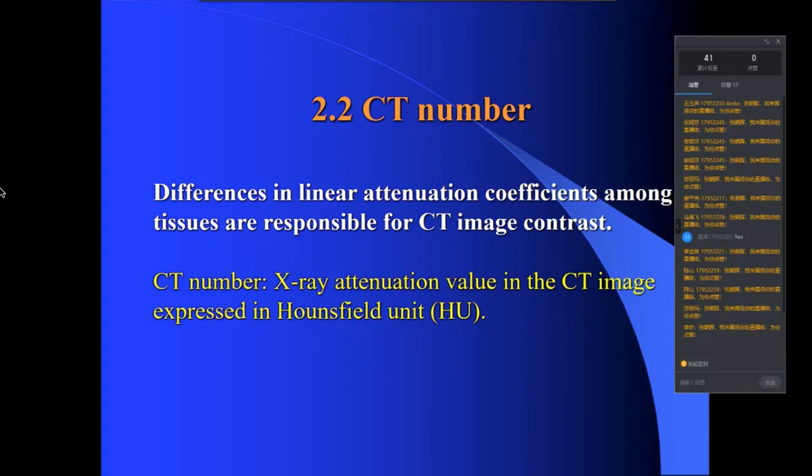Now let's talk about CT number. In CT, differences in linear attenuation coefficients among tissues are responsible for CT image contrast. This attenuation coefficient is a measure of how easily a material can be penetrated by an incident energy beam. It quantifies how much the beam is weakened by the material it is passing through. CT number is the X-ray attenuation value in the CT image. It's expressed in Hounsfield units. The CT number is a normalized value of the calculated X-ray attenuation coefficient in the image.